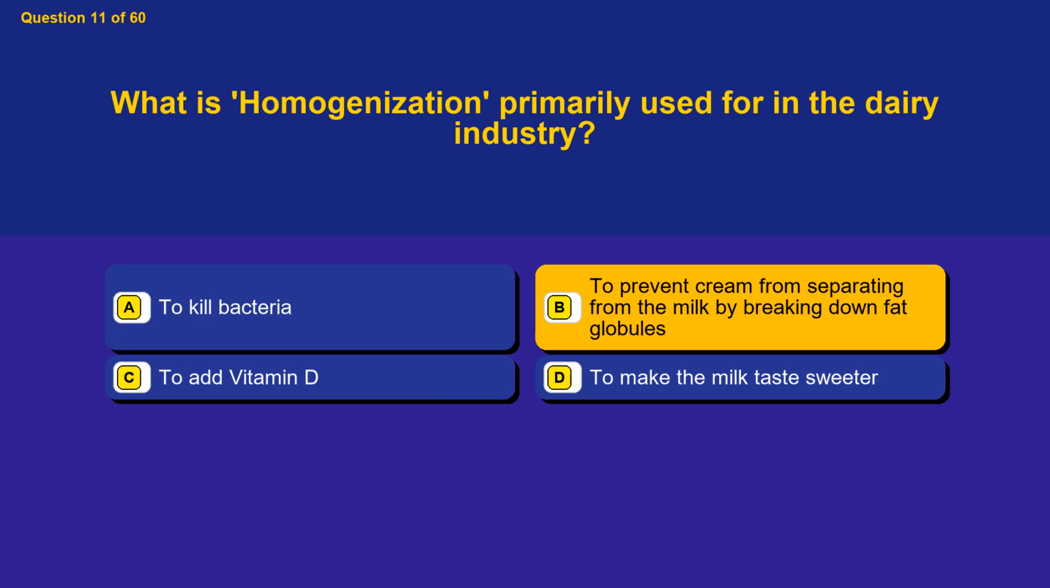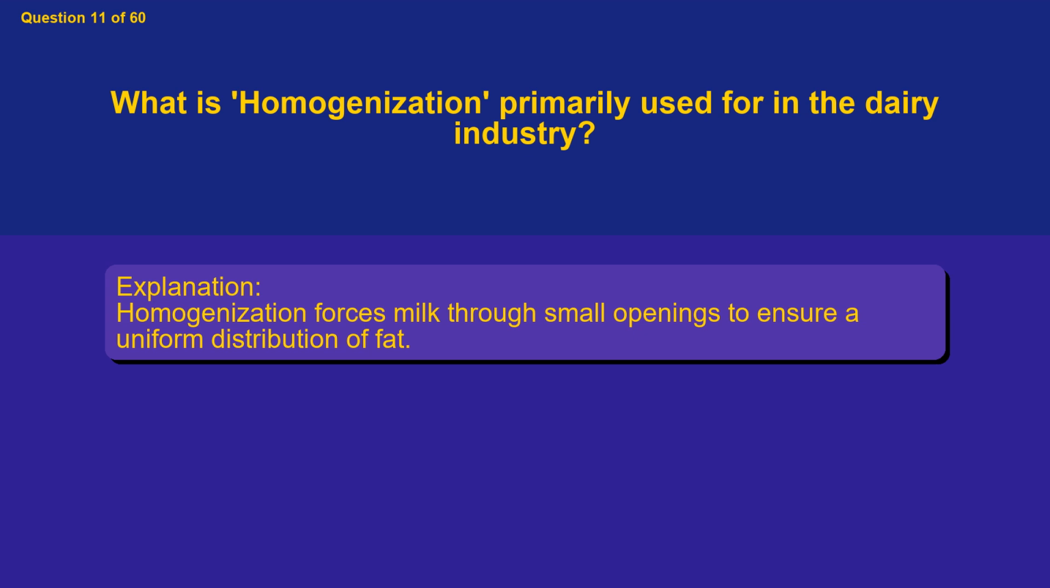The correct answer is option B, to prevent cream from separating from the milk by breaking down fat globules. Homogenization forces milk through small openings to ensure a uniform distribution of fat.